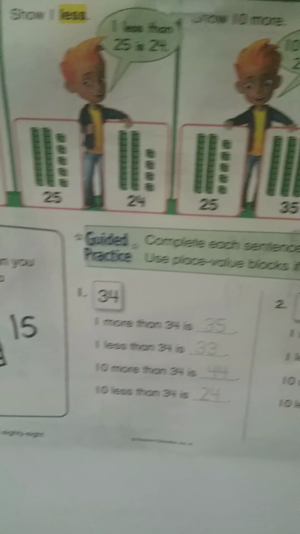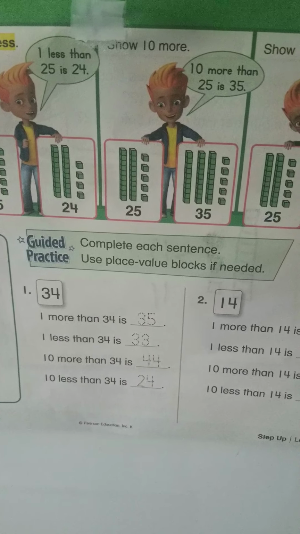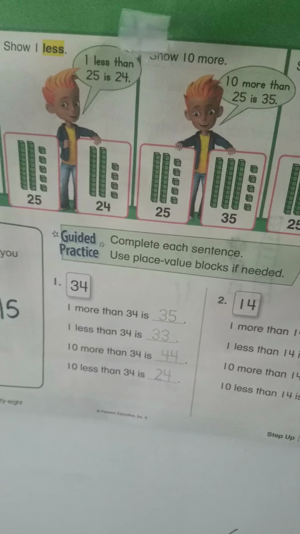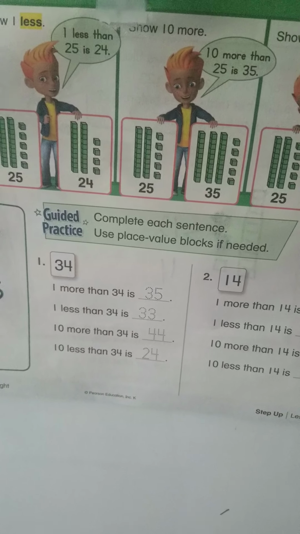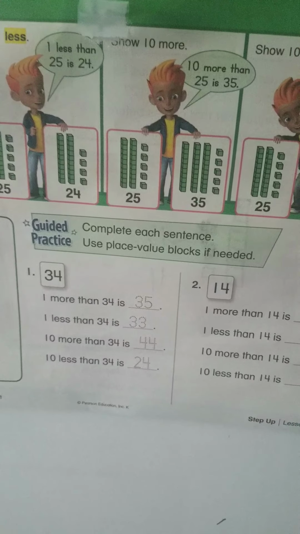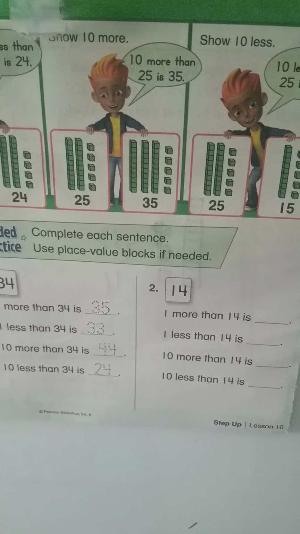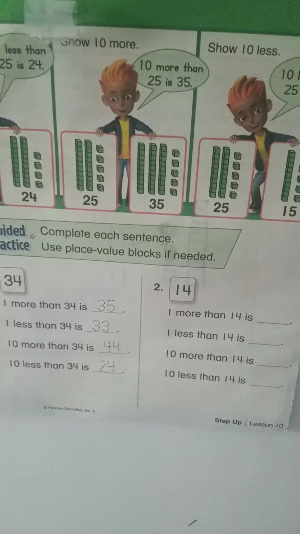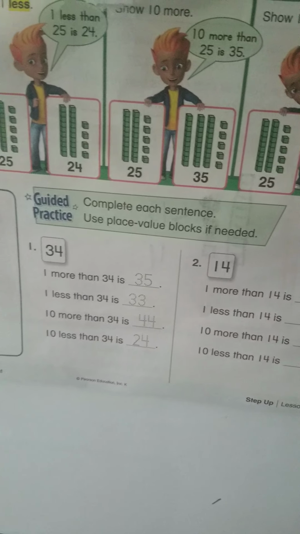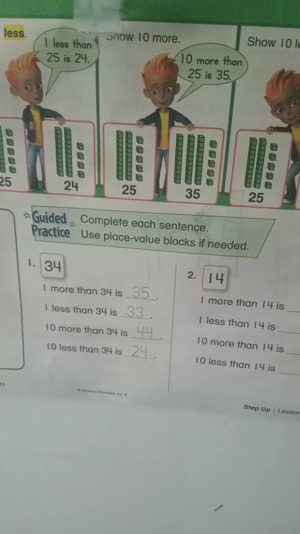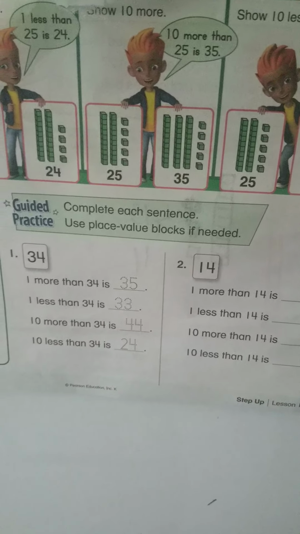Okay. Guided practice. Complete each sentence. Use place value blocks if needed. You know what, guys? We have them at school. I know you don't have them at home, but you can use really anything to represent the numbers. You could use big blocks and little blocks at home if you have blocks or Legos. You can really do it any way you like to. If it's easier for you to use a hundreds chart to figure it out too, Mom or Dad could print you one of those. But I think we'll be able to do it.